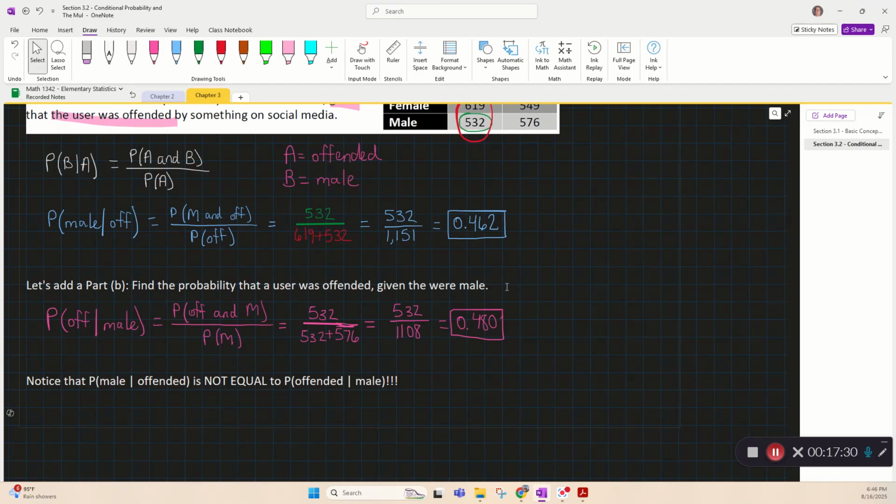The probability that someone's offended given they were male is 0.48. The probability that someone's a male given they were offended was 0.462. So different probabilities. For those of y'all that want to be devil's advocate and say, it's basically the same thing, they're close. Remember, close only counts in horseshoes and hand grenades. They're not close.